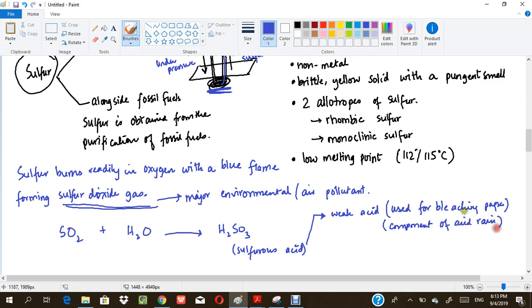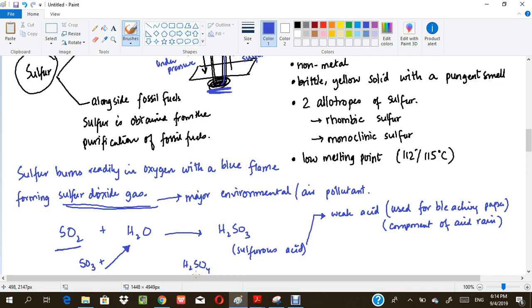Now, when sulfur dioxide goes into the atmosphere, it goes up into the upper layers of the atmosphere. There, we also have oxides of nitrogen. These oxides of nitrogen act as a catalyst and convert sulfur dioxide to sulfur trioxide. And when this sulfur trioxide reacts with water, it produces sulfuric acid.